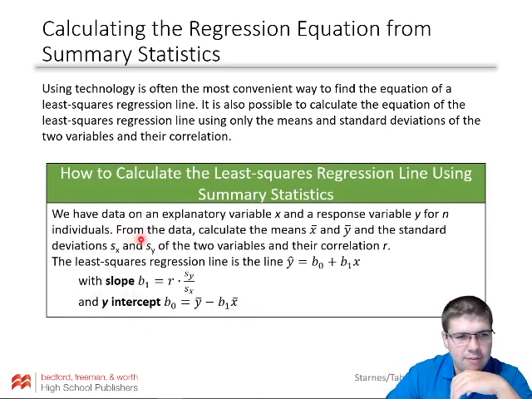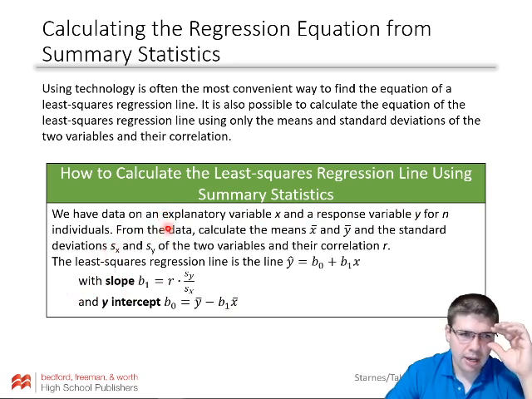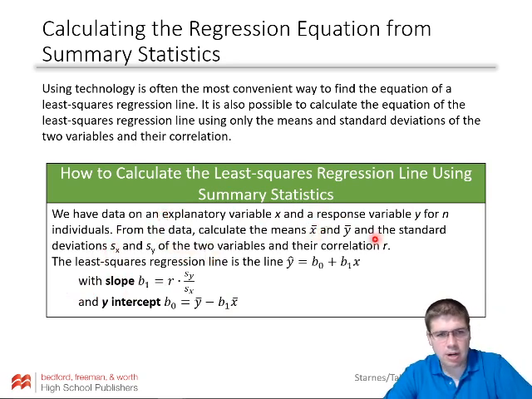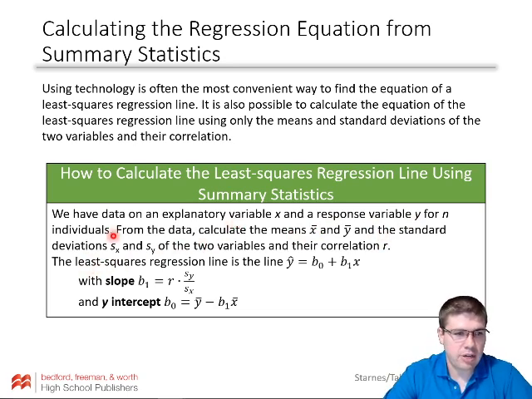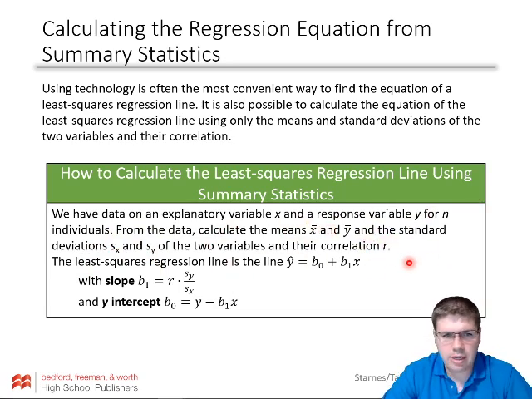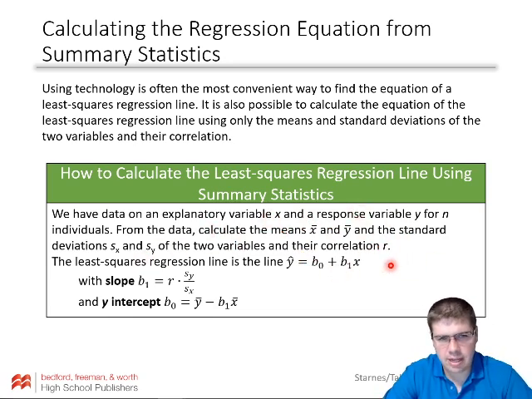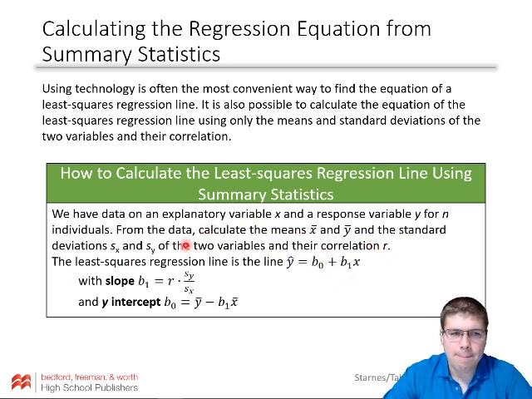So if we have data on an explanatory variable x and response variable y for n individuals, from the data, calculate the means x bar and y bar, the standard deviation of x and standard deviation of y. We already maybe did this if you've calculated correlation. When we calculated correlation, we needed those values to find our z-scores for the x values and the y values to find that correlation coefficient. So we need those. We also need our correlation, and so we can fill in these values for the least squares regression line, the y-intercept and the slope, using these two relatively simple formulas.